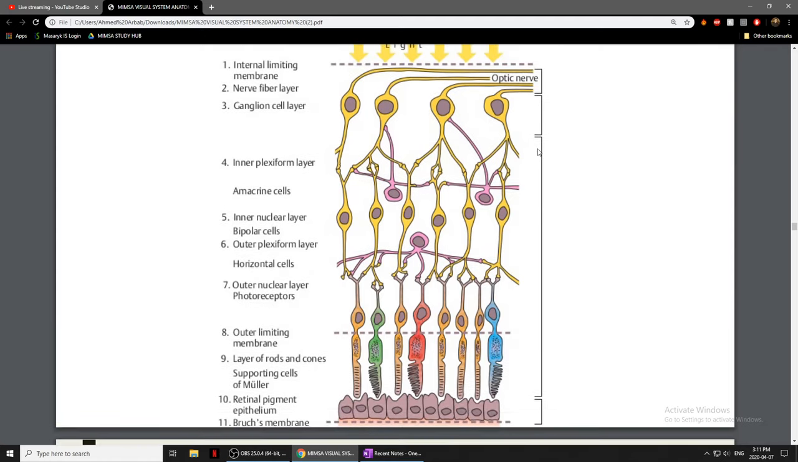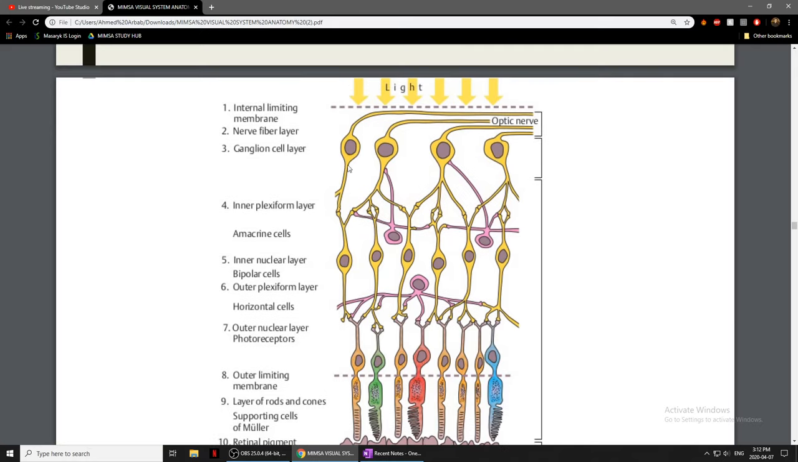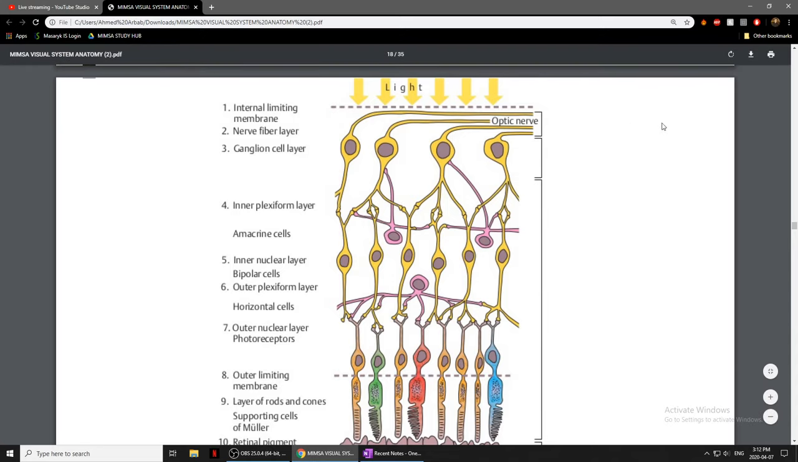So that's really complicated. If you just really simplify it, you just talk about the Bruch's membrane on the outside, then there's the retinal pigment epithelium, then there's the layers of rods and cones along with their cell bodies, then there's the bipolar cells, then there's the ganglion cells, and these ganglion cells have their nerve fibers all bundled up right above them to form the optic nerve, and that optic nerve is what exits the eye and goes to the brain.